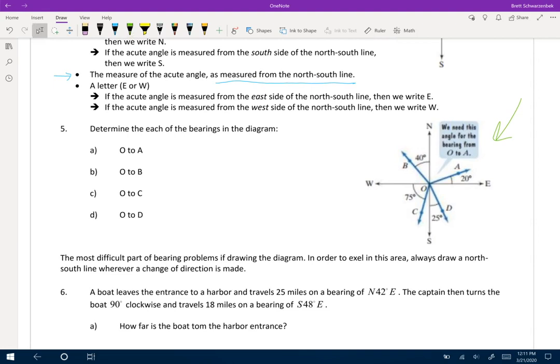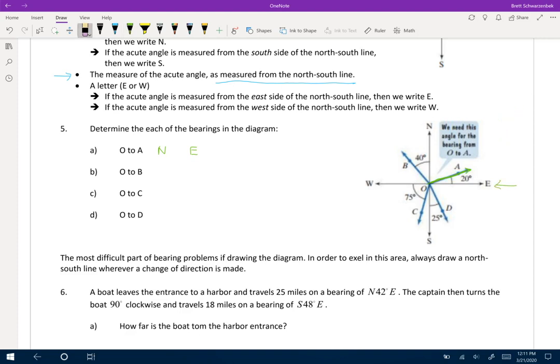Take a peek at these measurements. For example, if I want to know the bearing from O to A, we would look at that and say, okay, clearly in the northeast quadrant, so that means we're going north of the line and east of it. But then we have to figure out what the measurement is. If you look at this, that is actually being measured to the east-west line right now. So that's not what we want.